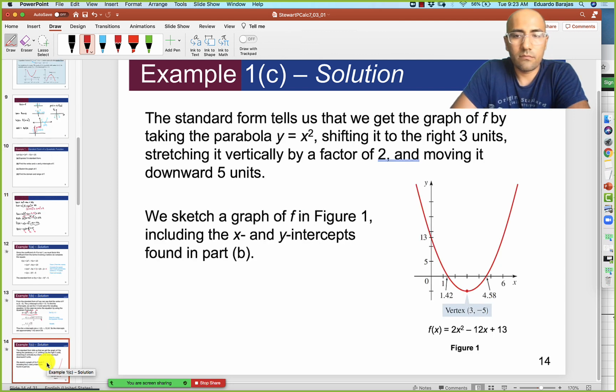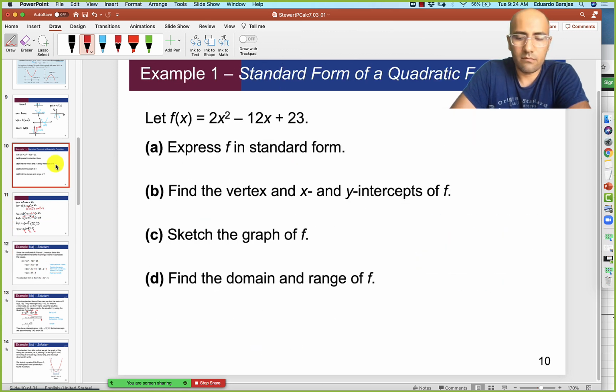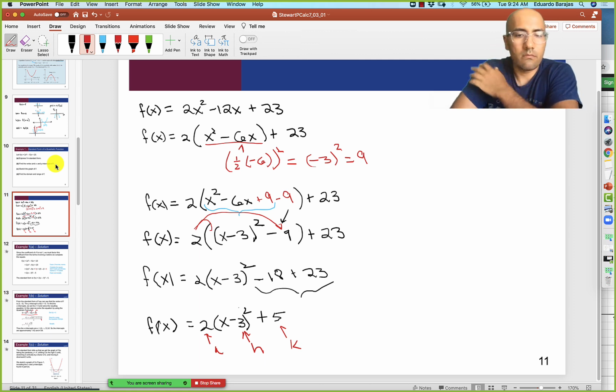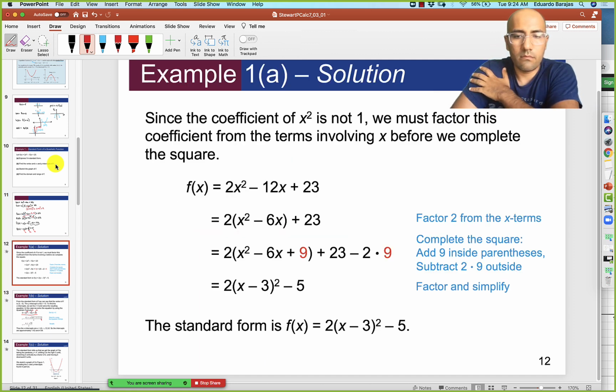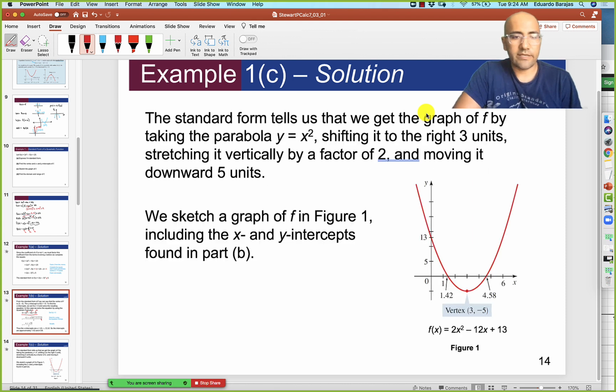Good. Wait, again, did I do something weird? Did they get a different thing? Why do I keep getting plus 23? Oh, okay, they made a mistake all the way over here. So this is 23 minus 18. It should have been plus 5, not minus 5. Sorry, should have caught that. So the author was off a little bit. And then they made a mistake here. Okay, well, there's just mistakes everywhere. Let's just move on.